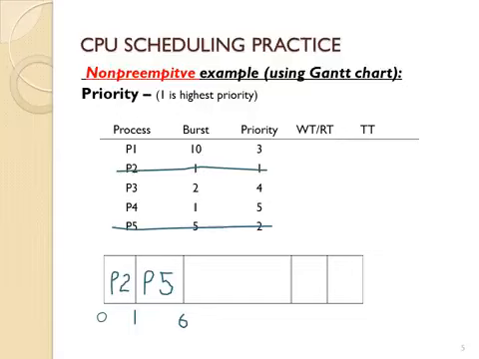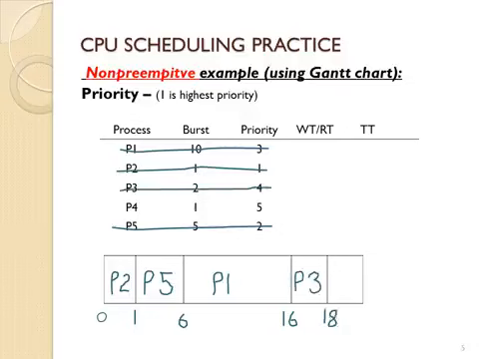6. Now the current time is 6, so if we take a look, the next one to go will be P1 until time 16. And now the current time is 16. We will run the next priority, which is P3, until time 18, followed by P4 until time 19. Now since we have 100% CPU utilization, if you add up all of the bursts, it should equal 19.